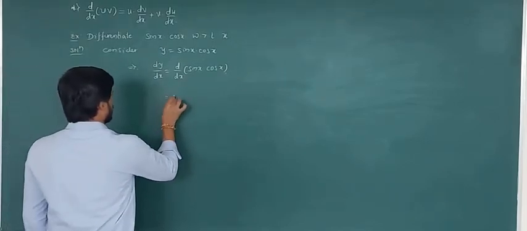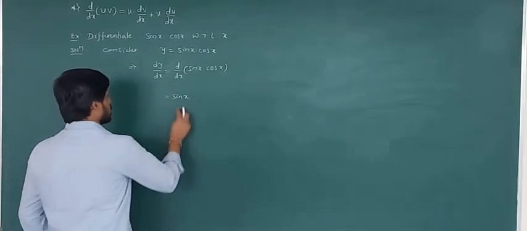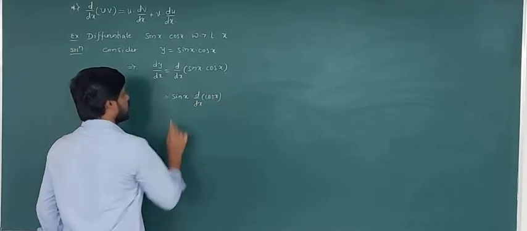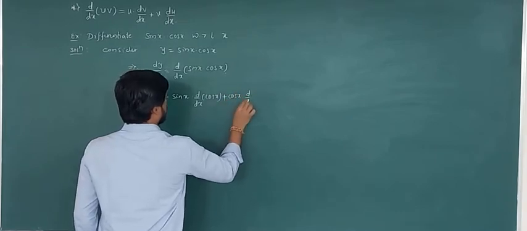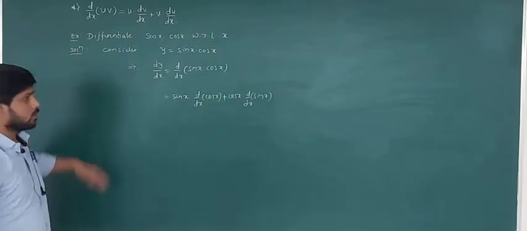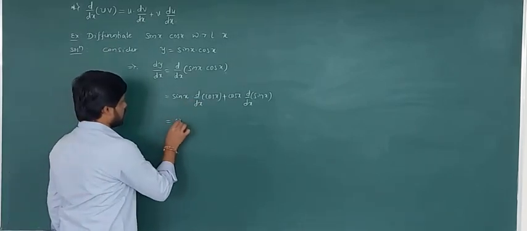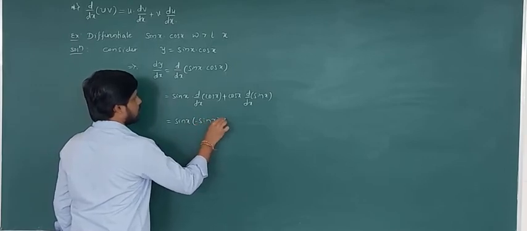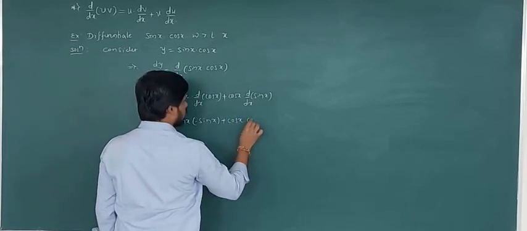So first function is constant, that is sin x is the first function, keep it as a constant, and differentiation of cos x, second function, d by dx of cos x. So plus cos x is constant and the first function differentiated, d by dx of sin x, because by using this formula we get this one. Now simplify this one, we get sin x and differentiation of cos x is minus sin x, plus cos x is constant, cos x, and differentiation of sin x is cos x.